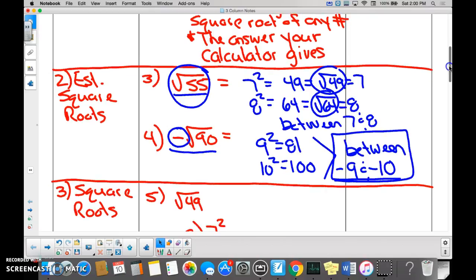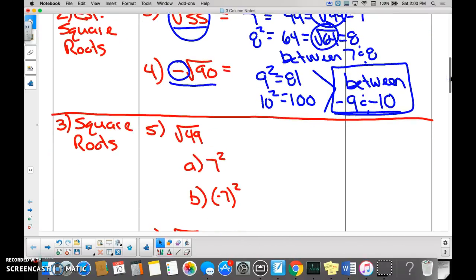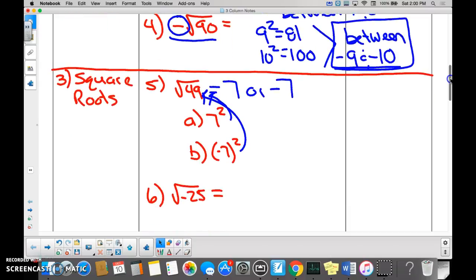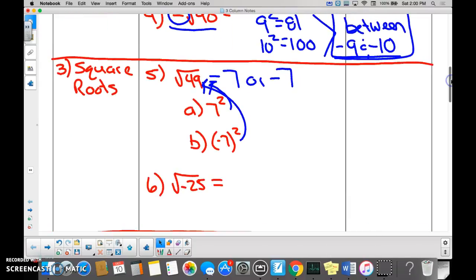Square roots, square root of 49 is equal to either 7 or negative 7, because I didn't ask you for the principal square root. The reason is because 7 squared gives you 49, and negative 7 squared also gives you 49. So when you are asked for square roots, you have two answers. The square root of negative 25, you cannot take the square root of a negative number. So it is not possible.